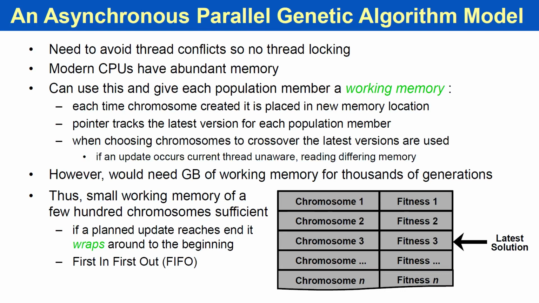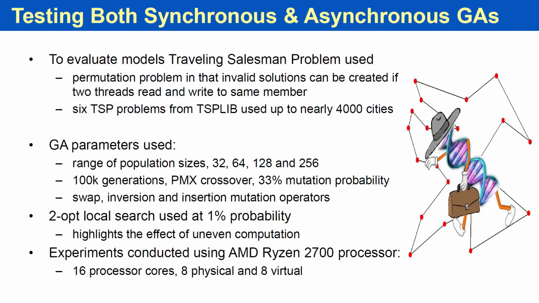So we're going to test this synchronous and asynchronous version that we've created here with a working memory using the travelling salesman problem, because this is a permutation problem, so it would be a problem if invalid solutions occurred, because we're not going to be using any thread locking here, so it's just purely letting it run and there shouldn't be any issues. And we're going to use 6 TSP problems from the TSP library up to nearly 4,000 cities.